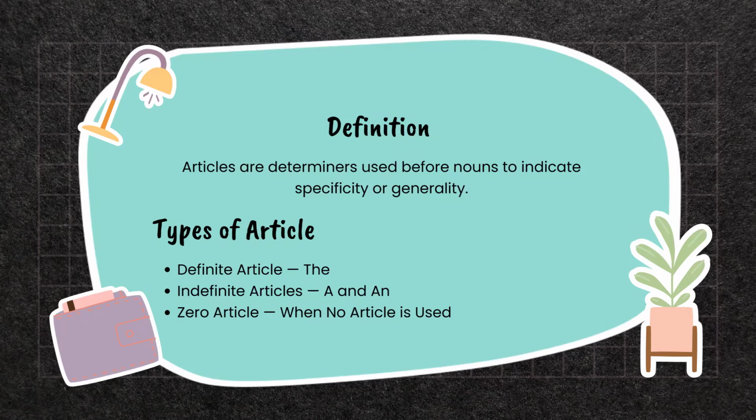There are three kinds of articles. First, the definite article, the, used when referring to something specific. Second, the indefinite article, a and an, used when referring to something non-specific or mentioned for the first time. And third, the zero article, which means no article is used. Yes, sometimes that's the correct choice. We will explore each in detail.